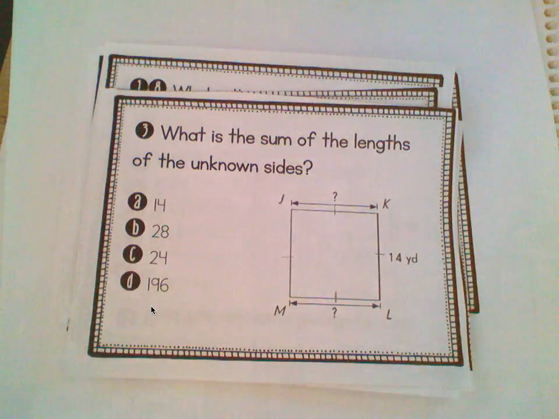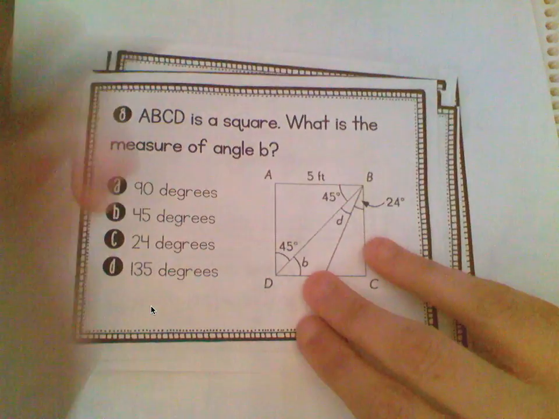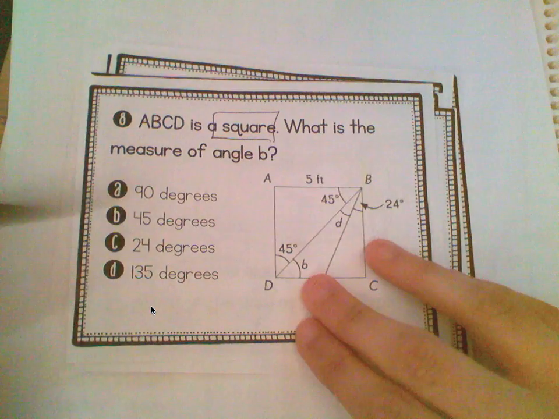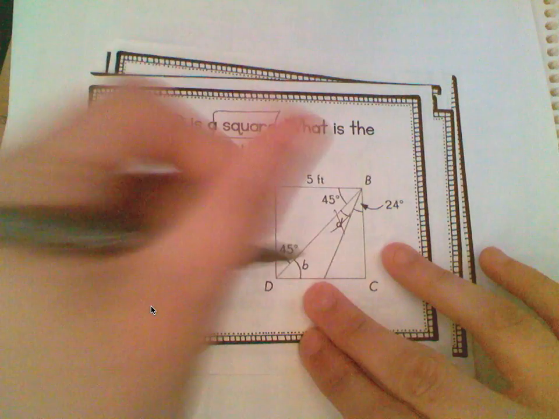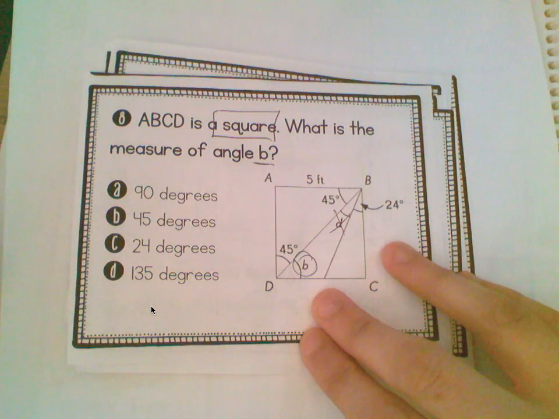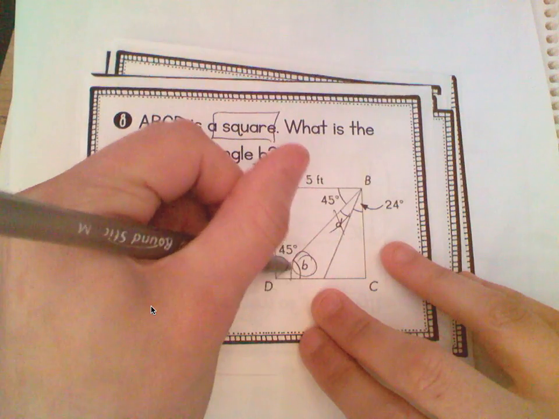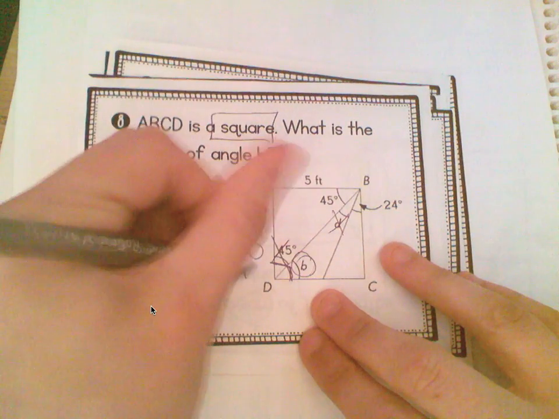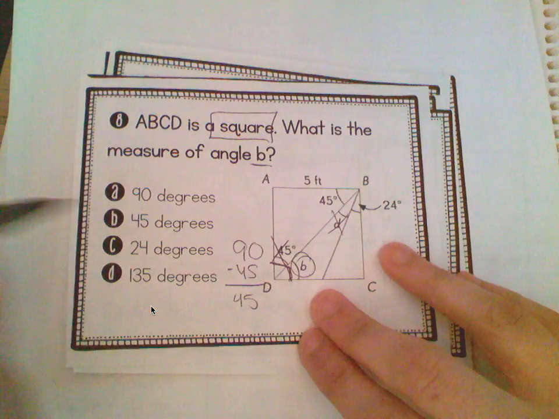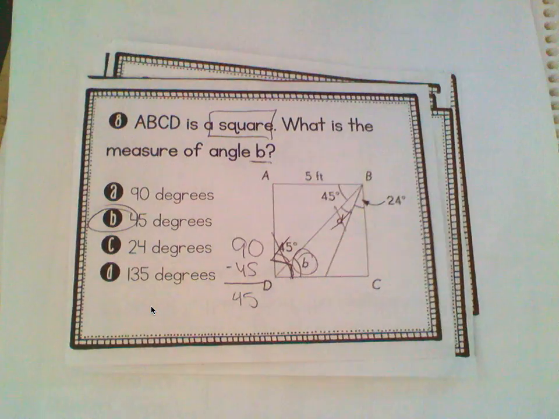The next problem says ABCD is a square. What is the measure of angle B? So I'm going to find B, not D. That says D. I want to find B. Oh, I like this one because I know that if this is a square, the whole corner angle is 90 degrees. And if I have 45, I need to take it away. And I have 45 degrees left, so my answer would be B.